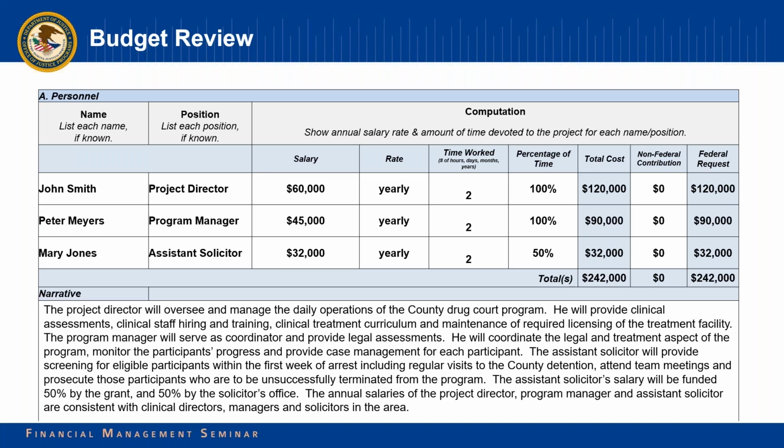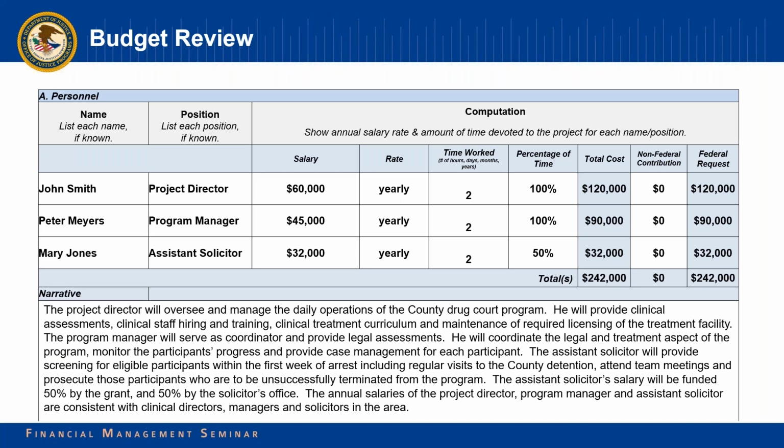So it's very important that your narrative, for one, ties back to what you have in your budget detail, that is your calculations. It also explains how it supports the grant program, and it also shows where you got the information for what you are paying them.